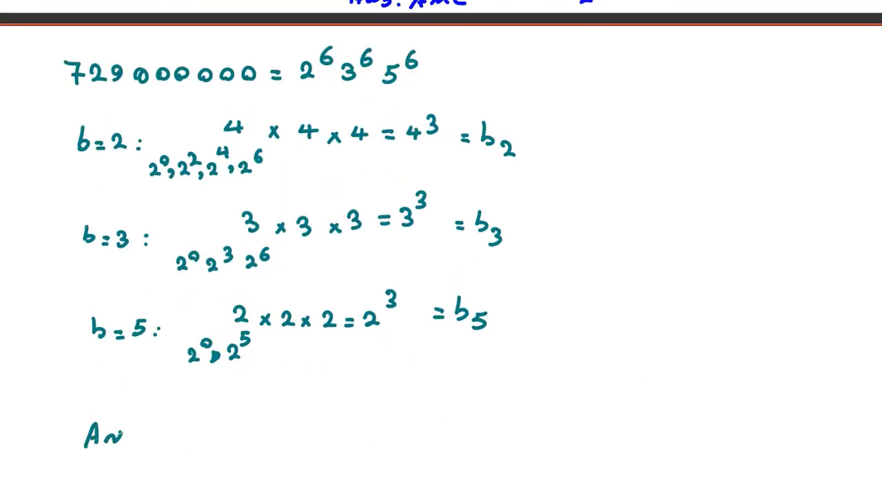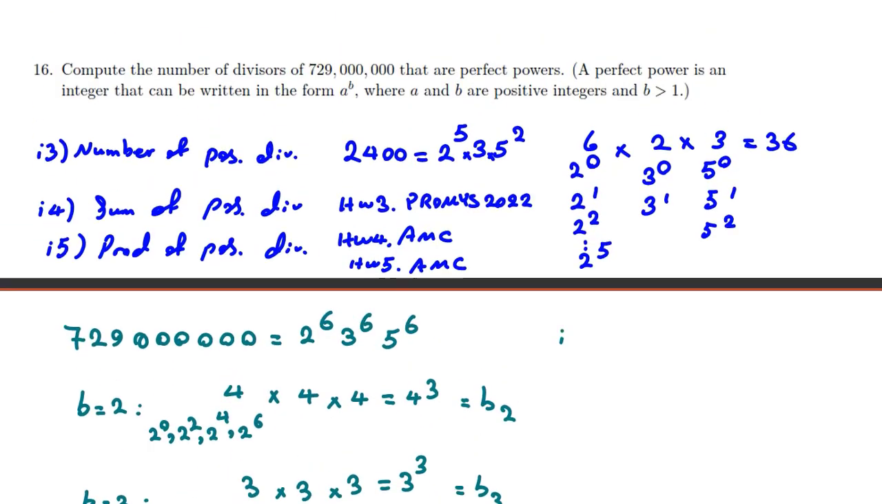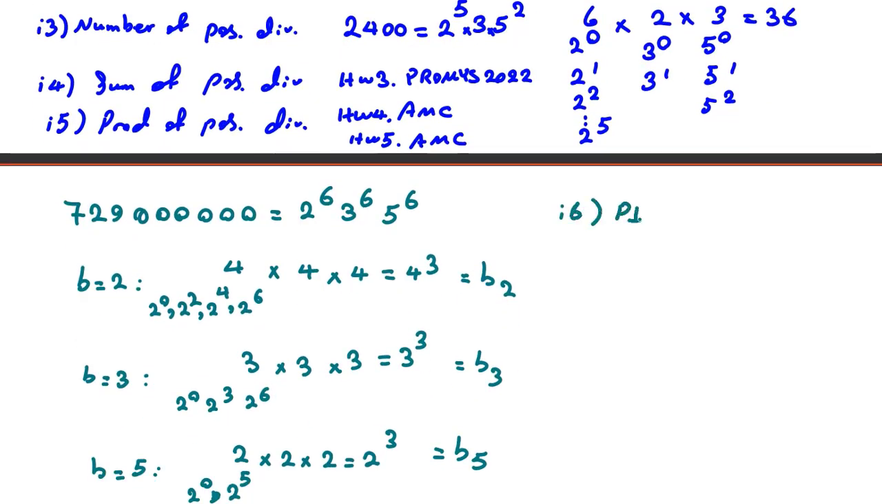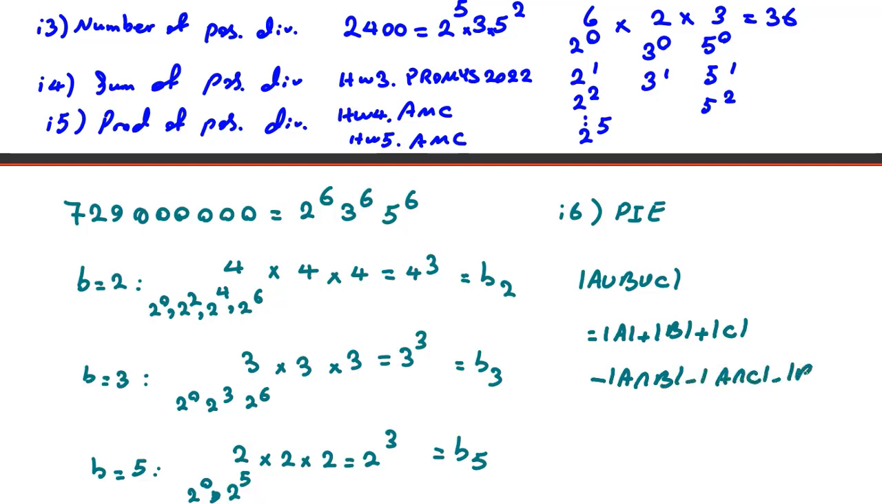So the answer is what? Let's define it as a subset, for example, or I think B2 is okay. The answer is B2, 4 cubed plus 3 cubed plus 2 cubed, but we should use inclusion-exclusion. It will be idea 6, the principle of inclusion and exclusion. If you want to calculate A union B union C, it will be A plus B plus C minus A intersect B minus A intersect C minus B intersect C plus A intersect B intersect C.